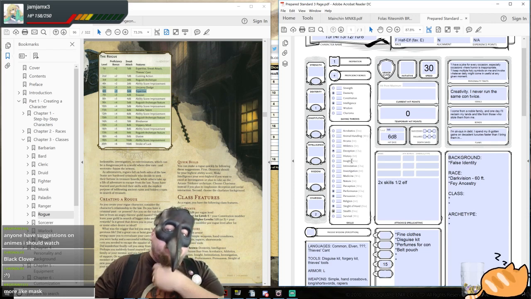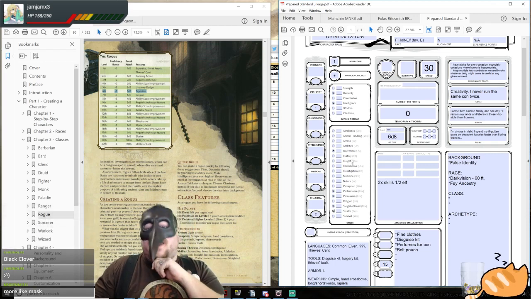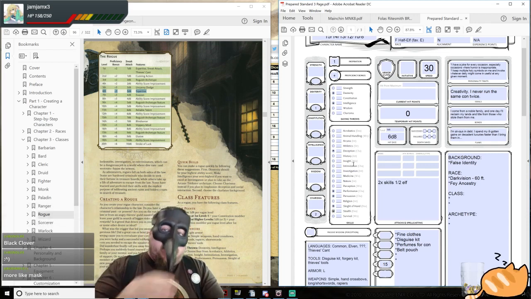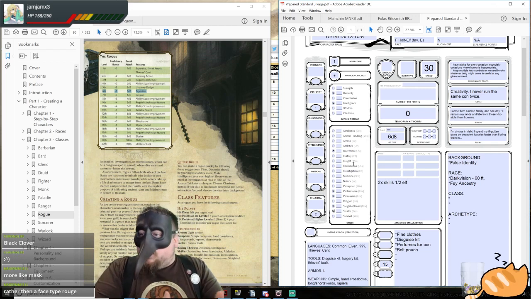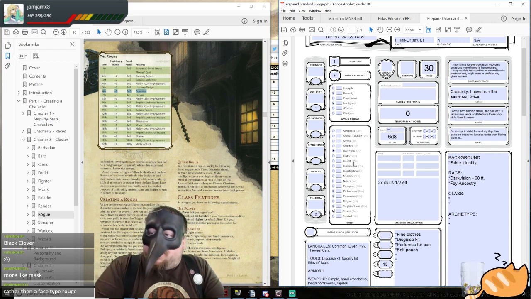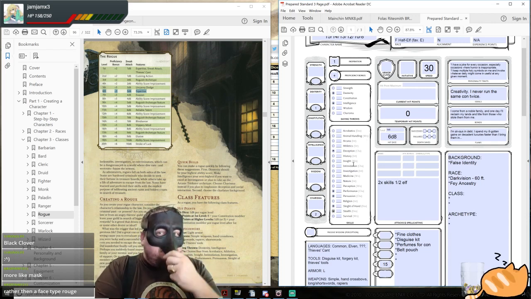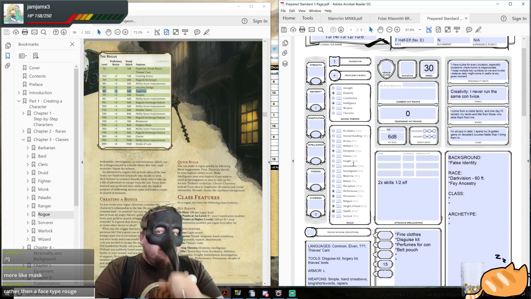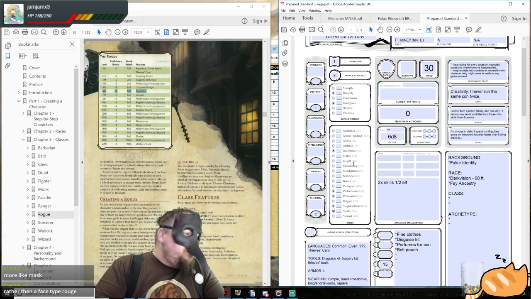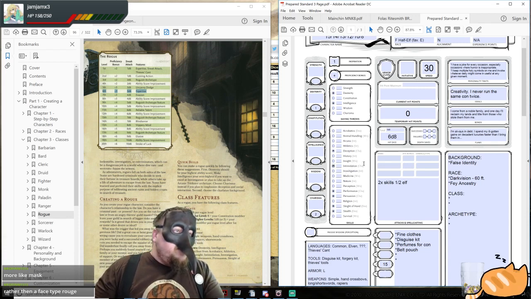She's probably good at bullying people, because that's a way that you can get out of certain situations, right? You apply the pressure and you... more like a mask rather than a face type rogue, right? Let's think here. Let's think very closely. We get 2 more.